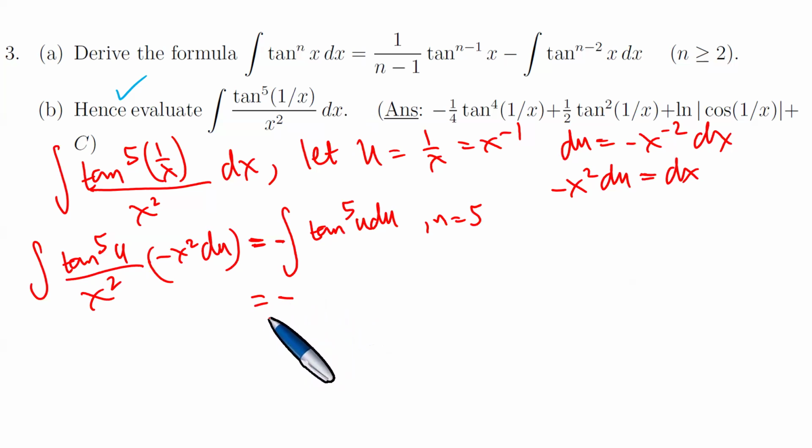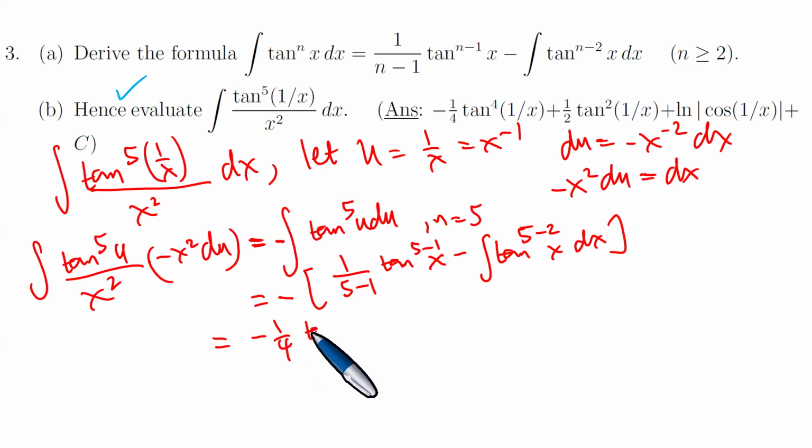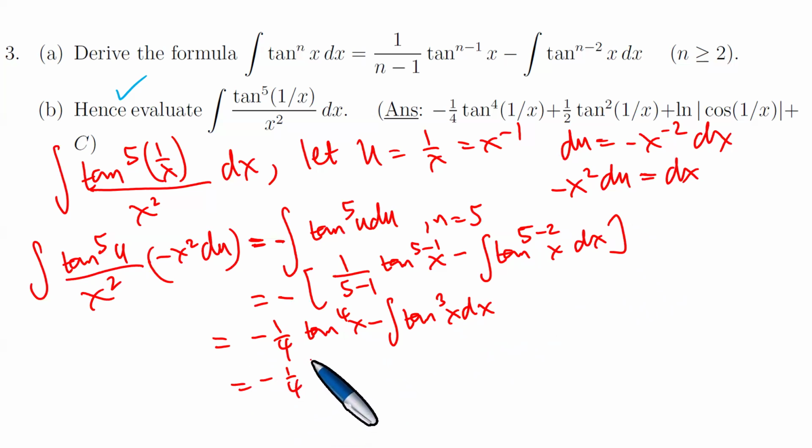So now, if it is minus like this, according to these, it's 1 over 5 minus 1 arctangent of 5 minus 1 x, minus the integral of the tangent of 5 minus 2 x dx, which is minus 1 over 4 arctan of 4x, minus the integral of tangent 3x dx.